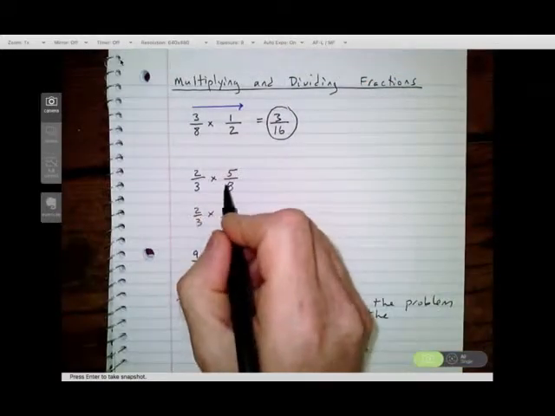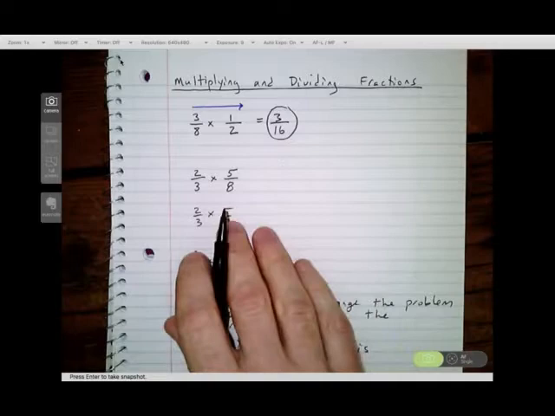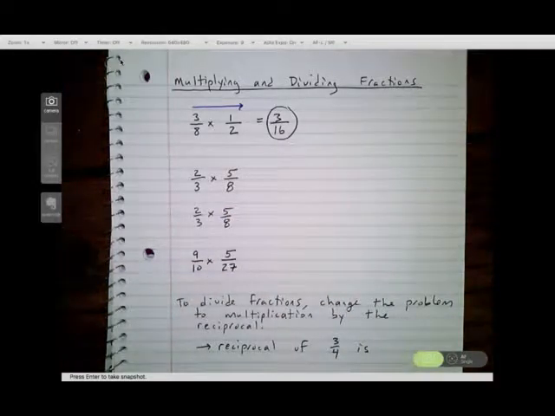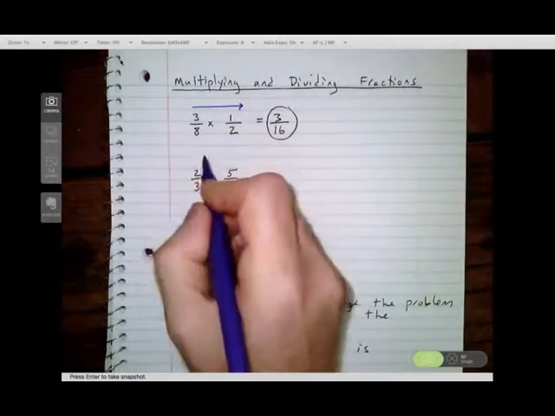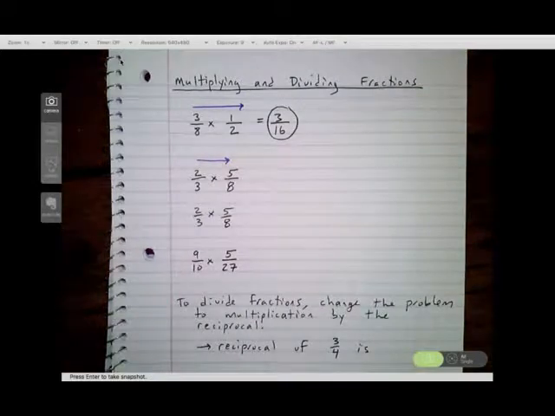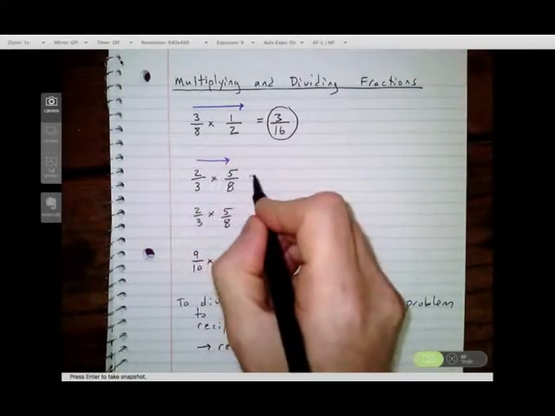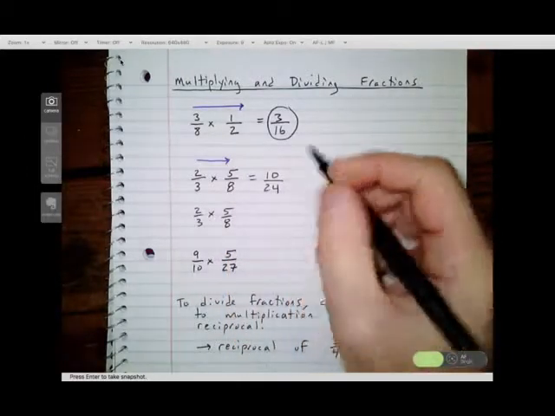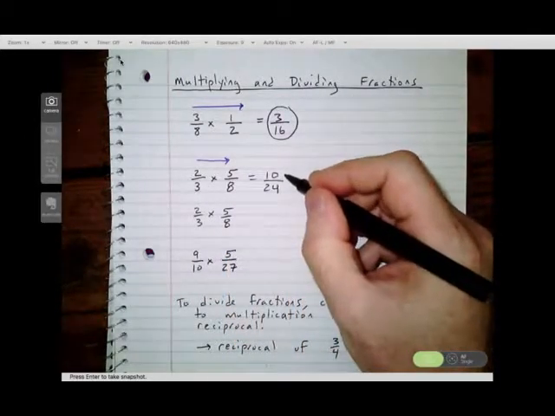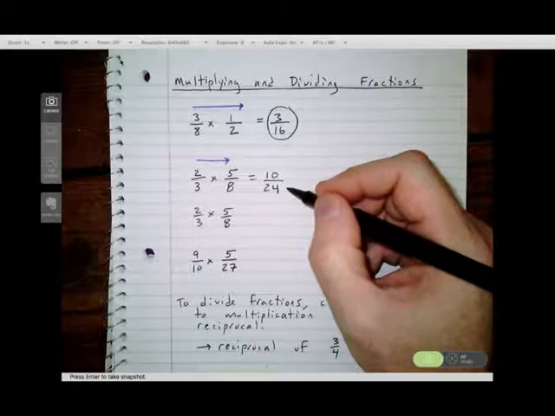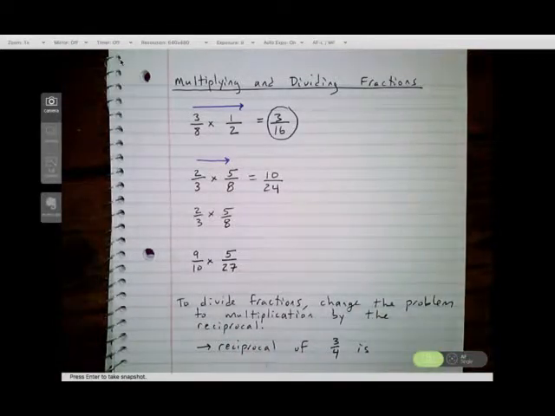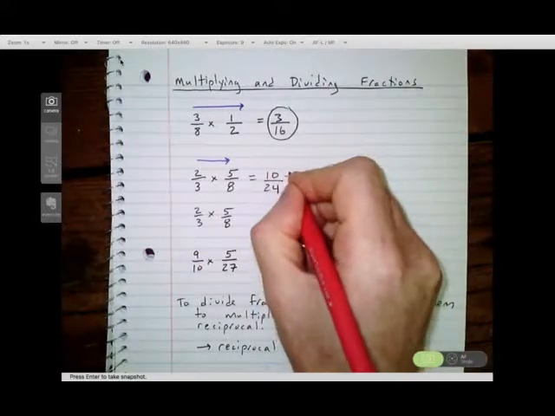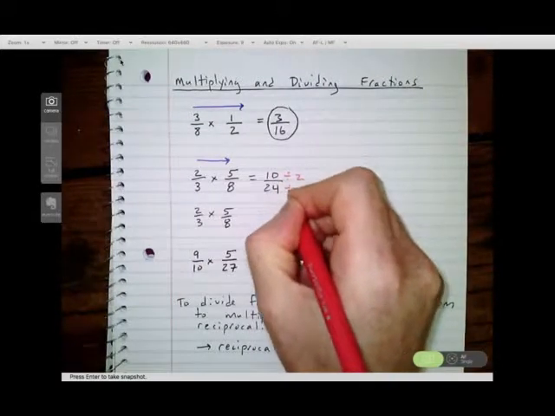Okay, 2/3 times 5/8. I'm going to do this one two different ways here, which I'll show you in a minute. Again, we're going to multiply straight across. And then we go 2 times 5 is 10, and 3 times 8 is 24. Now you're probably going to notice that this is not reduced all the way. These are both even, so that means I can reduce it some more by dividing. So what I'm going to do is divide each of those by 2 since they're both even.